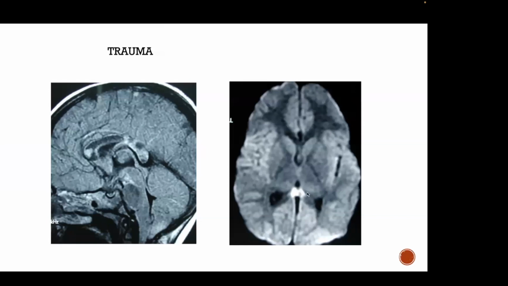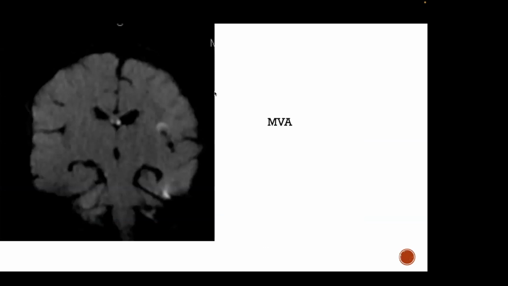Here's restricted diffusion in the splenium of the corpus callosum, which is very typical with trauma cases. But again, this is probably not due to ischemia itself, but some cellular injury. Here's one which I think is interesting.